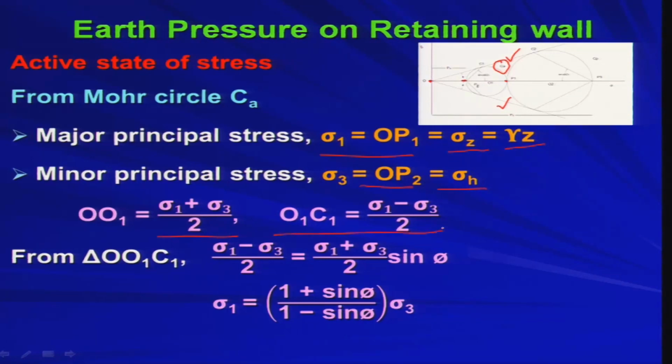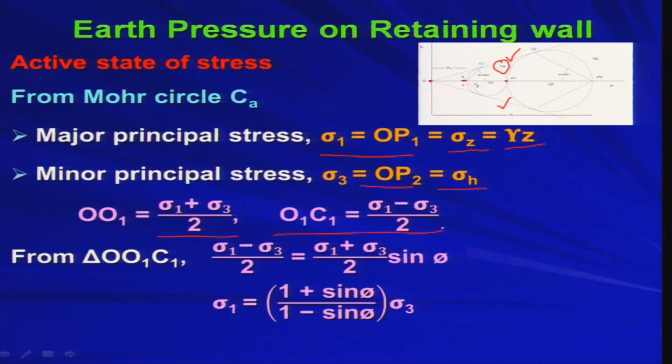Similarly, what is O1 C1? C1 is the point where the Mohr circle at active state is touching the failure envelope. So, O1 C1 is nothing but the radius of the Mohr circle, and that is nothing but sigma 1 minus sigma 3 by 2. We have seen these things several times when we talked about the shear strength of soil. Now, from triangle O1 C1.